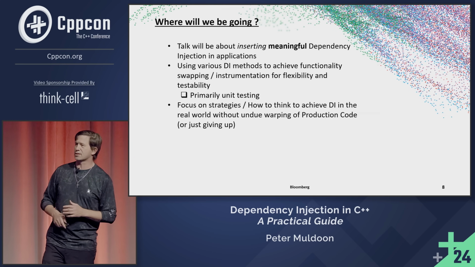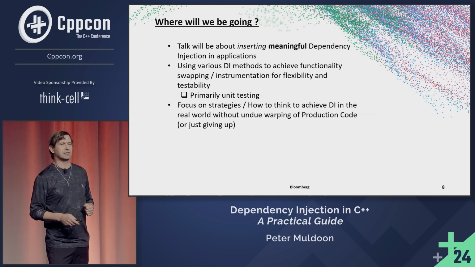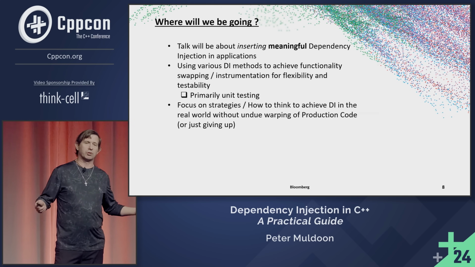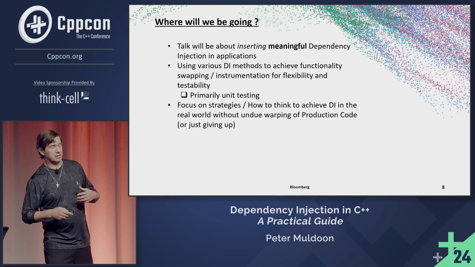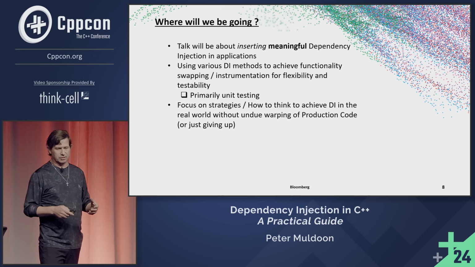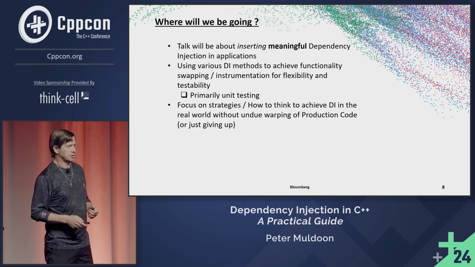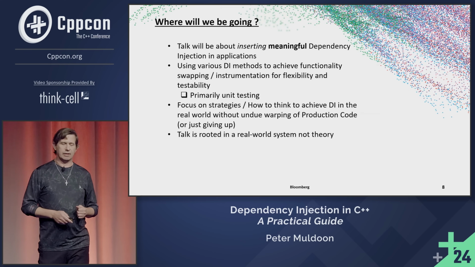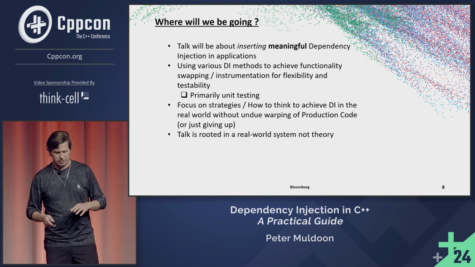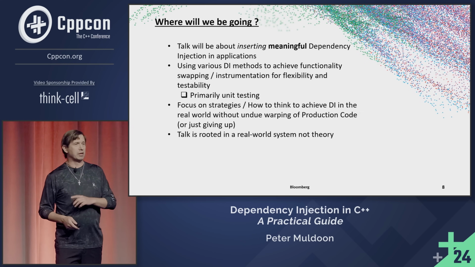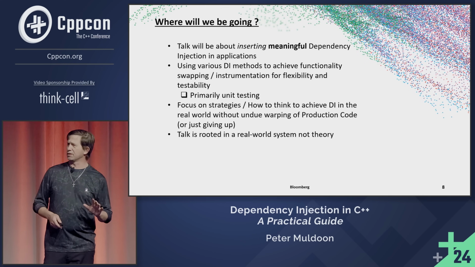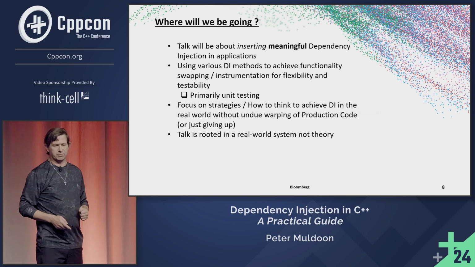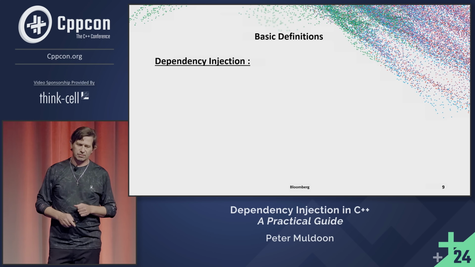And we're going to focus on the strategies, or how you think, to get DI into your code that you may not have planned from the beginning, or you're coming into a code base that has not been set up to give you it, and without doing what I call warping of code. So your code starts looking really, really strange just so you can test it. As I say, this talk is rooted in the real world. I've been doing this for the last 3 or 4 months in a really large code base inside of Bloomberg. So it's all lessons I've come across.